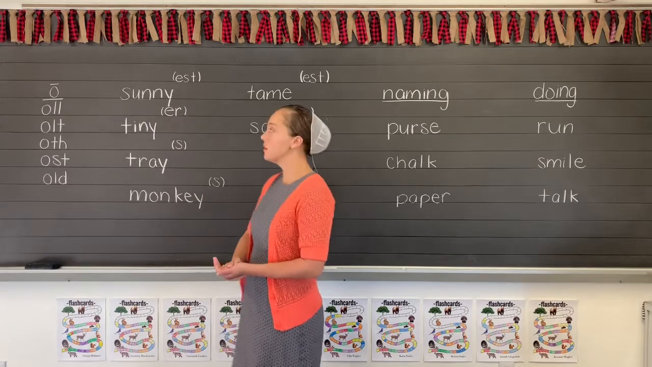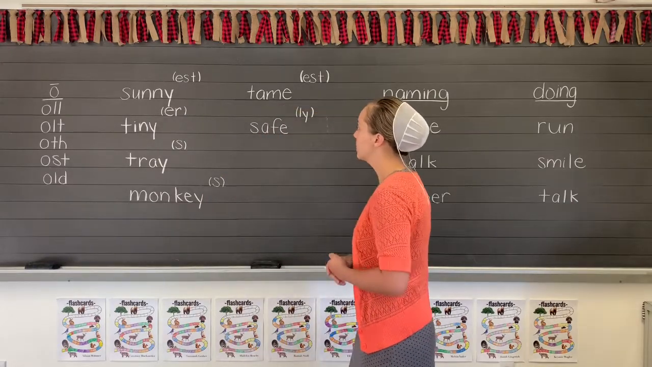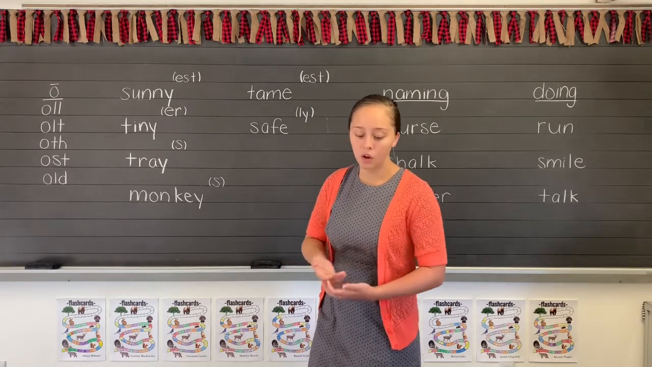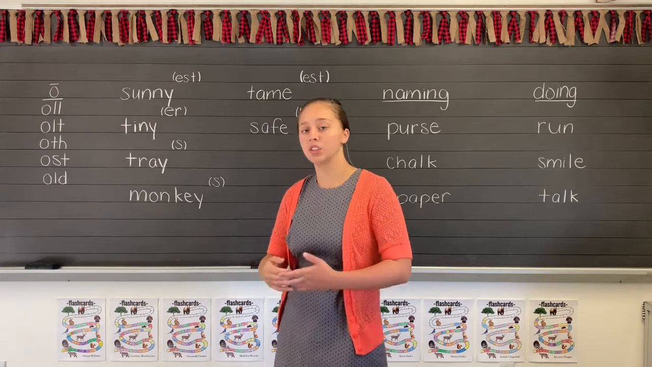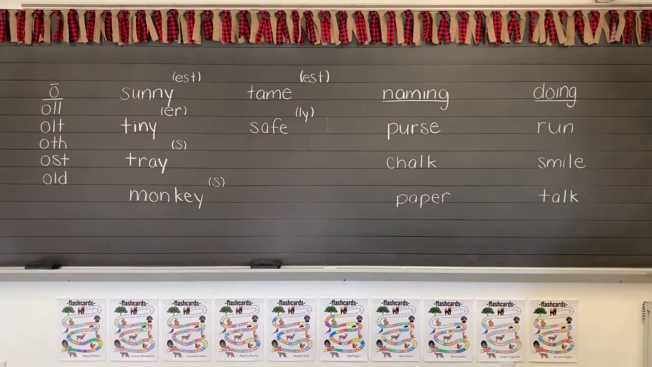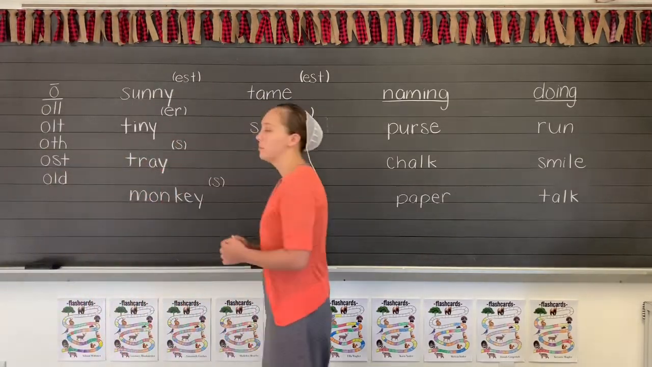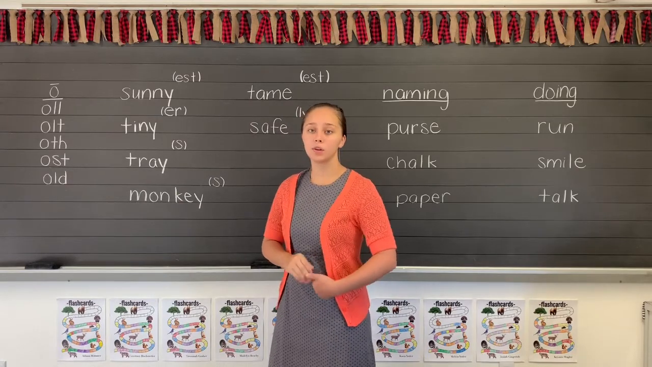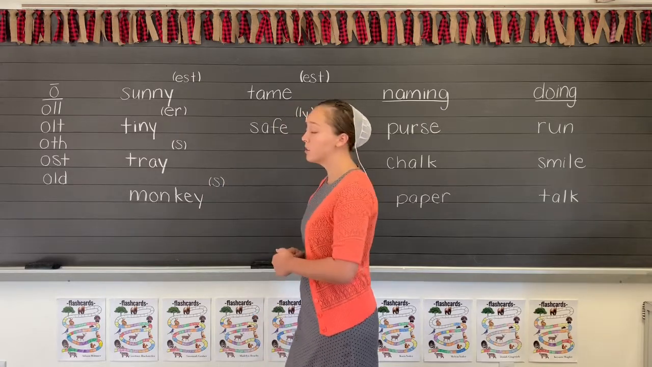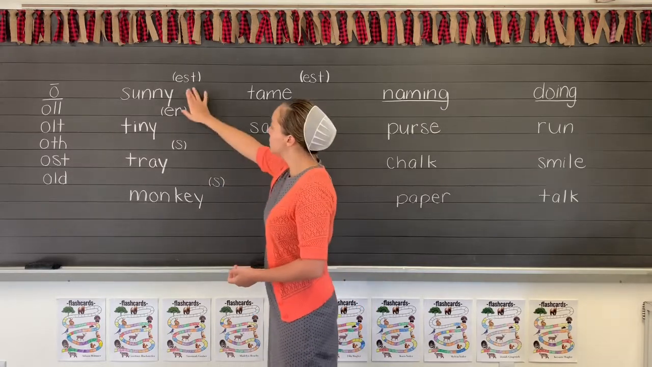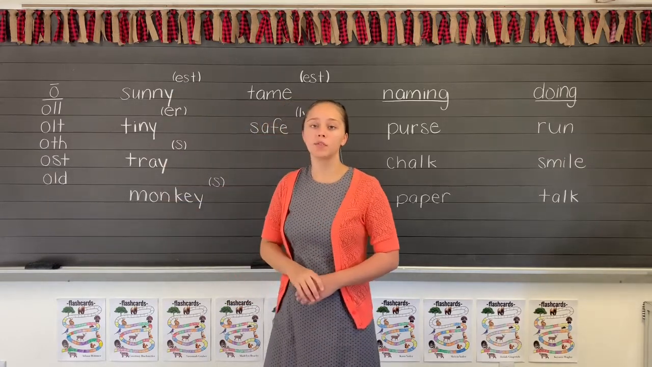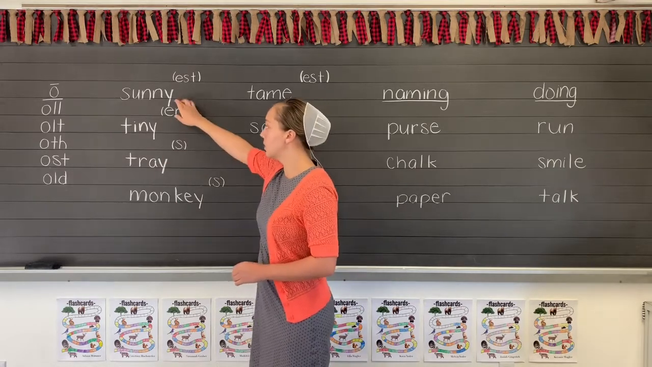Okay, now let's look at how we add suffixes, okay? So all of these words here are words that we're going to add suffixes to. Let's look at this row right here of words, okay? Let's look at these 4 words right here. What do every one of these words end with? Let's look at what they all end with.